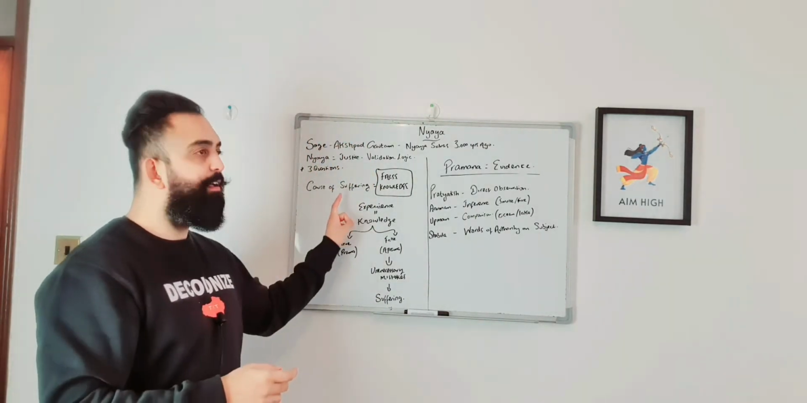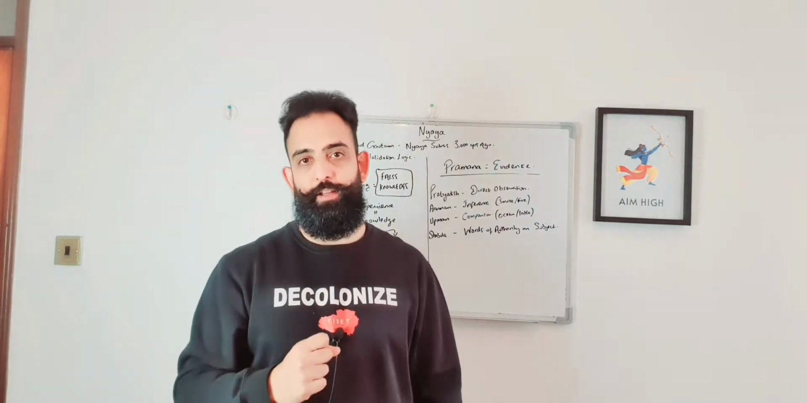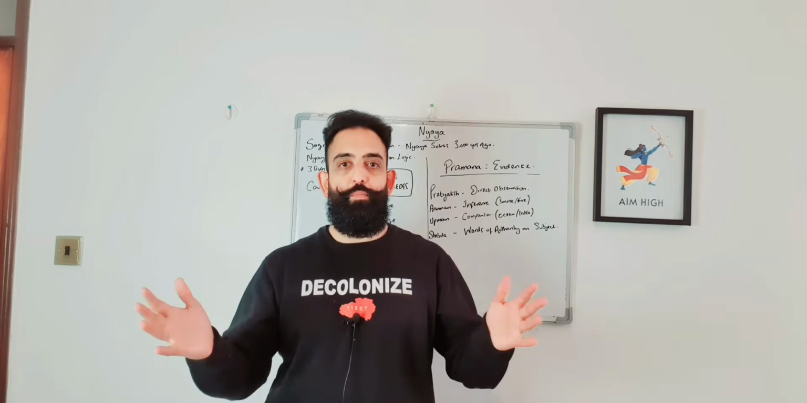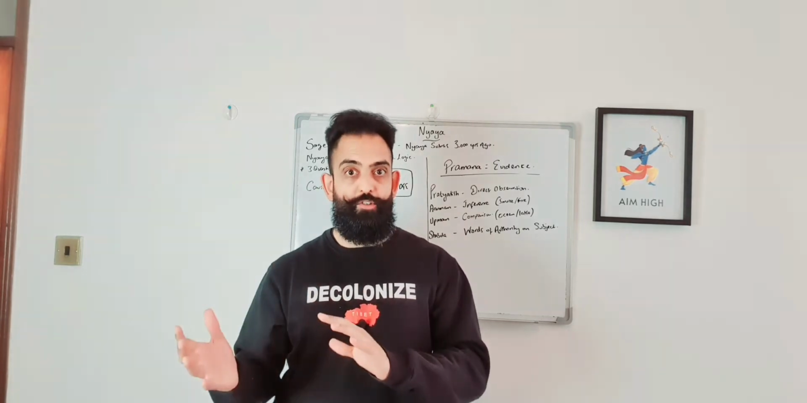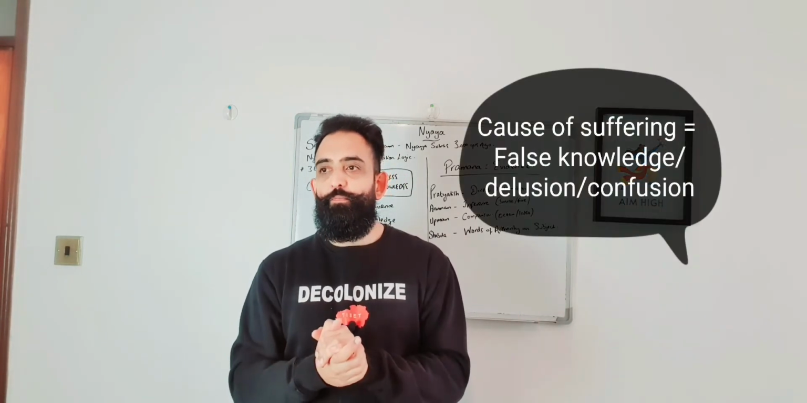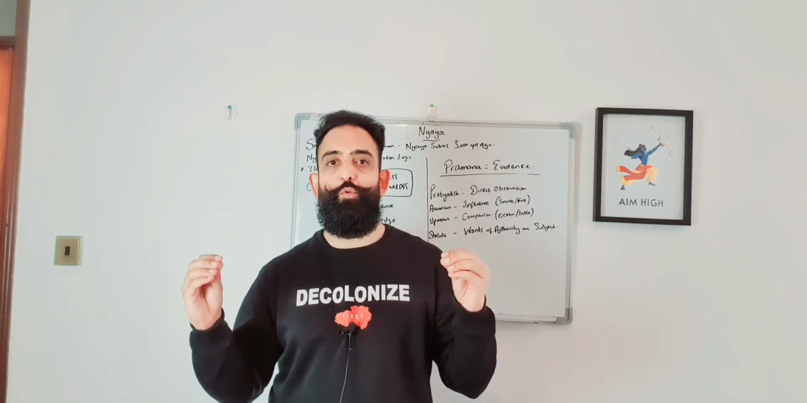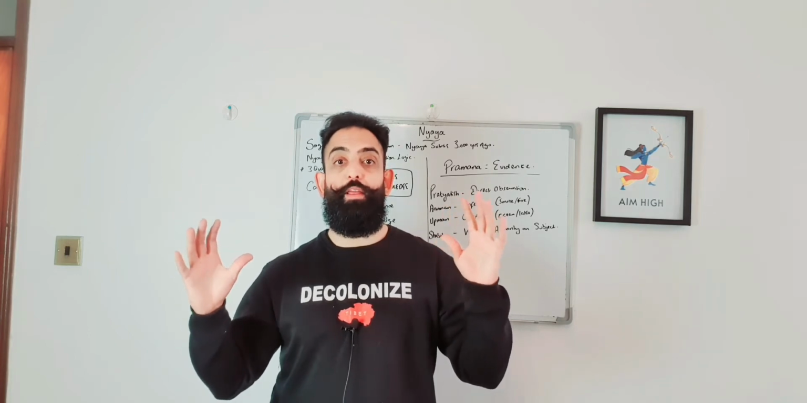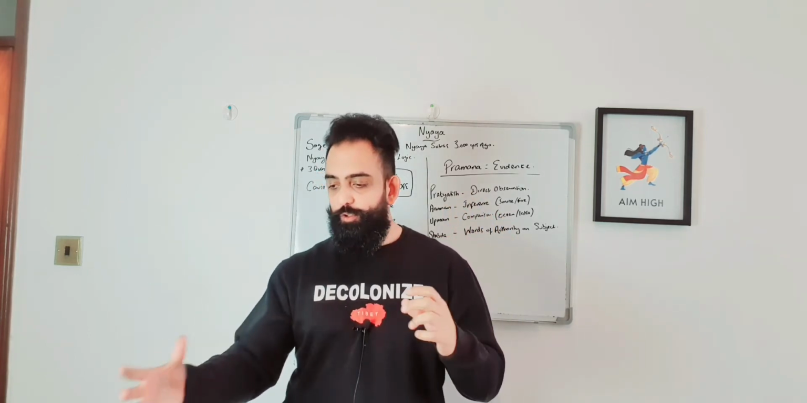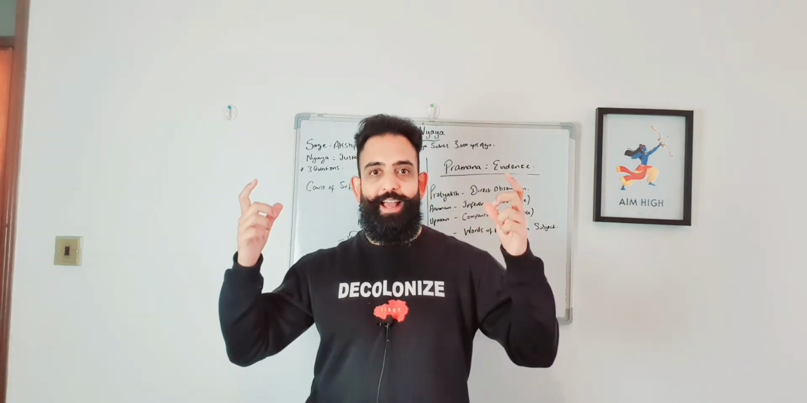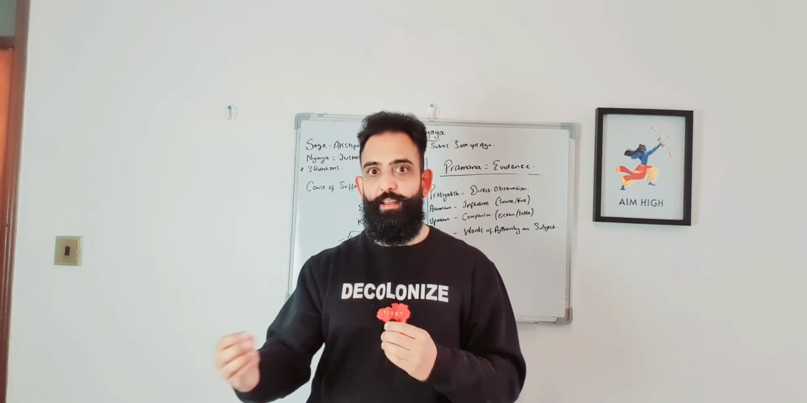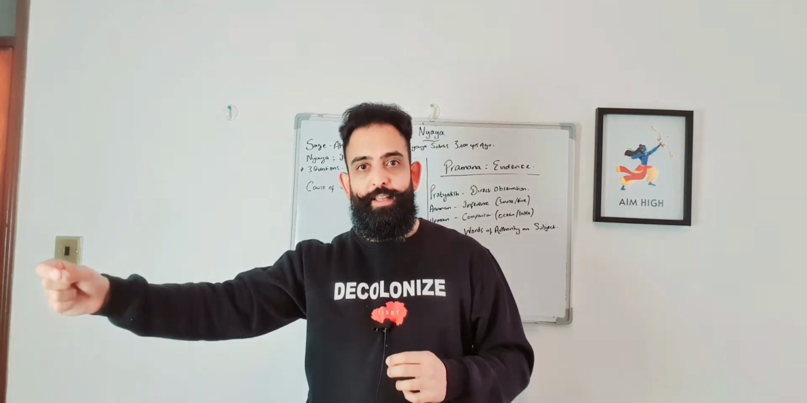So let's get to the first question. What is the cause of suffering according to Nyaya philosophy? Very simple. The cause of suffering is false knowledge, delusional knowledge, confusion, essentially. So, for example, let's say that you are in the dark and you see something. It looks like a snake, but actually when you turn on the light, it is a rope. Because the mind and the senses were not functioning properly, you couldn't see, you actually thought that to be a snake. And because of that false knowledge, you got scared.